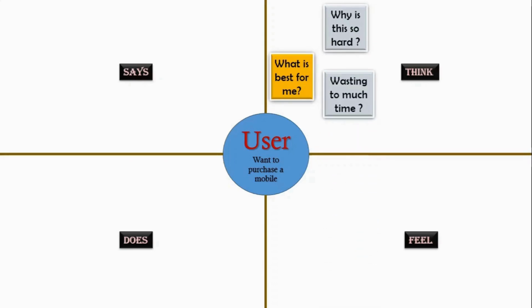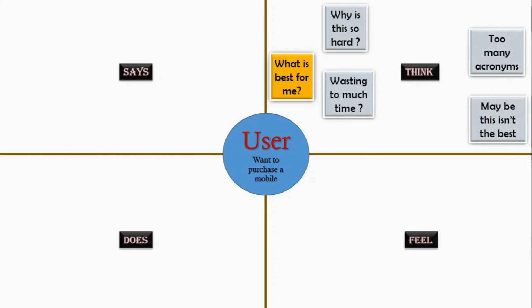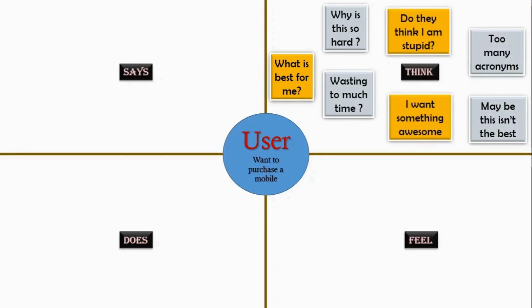Why am I wasting too much time? Then, too many acronyms for mobiles. Then, maybe this is not the best choice for me. Do they think I am stupid because I am investing more time? Then, I want something awesome because this is my requirement. So these are the points where a user can think in this direction. You can add more points in this quadrant as well.